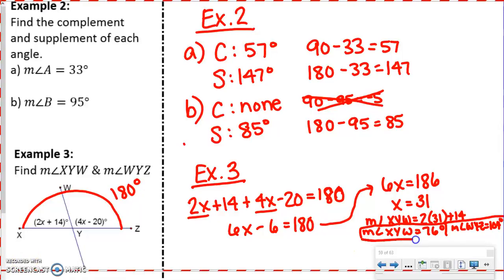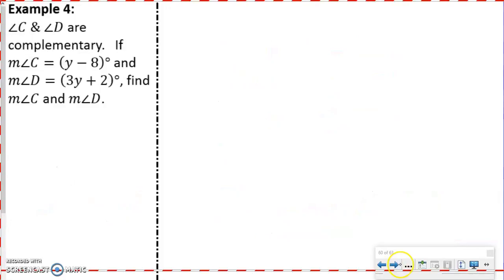All right, so that ended our example 3. The measure of angle XYW should be 76 degrees, and the measure of angle WYZ came out to be 104 degrees. Okay. All right, example 4.